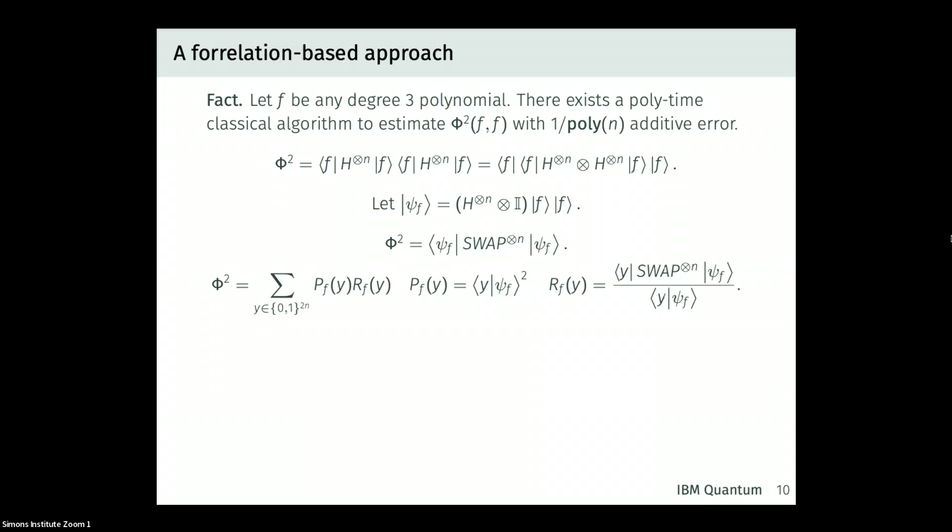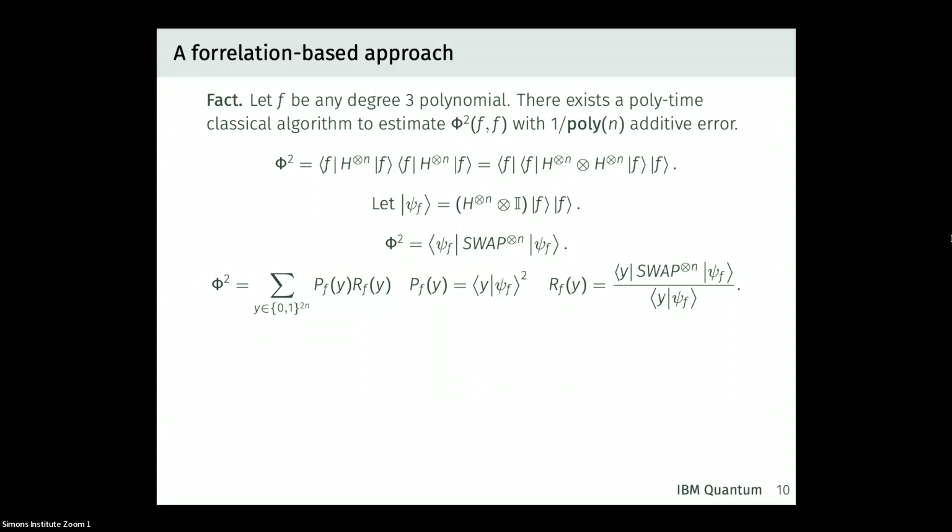So you can show with some clever algebra that I won't really get into, that you can then express this phi squared as effectively the empirical mean of a random variable. So this P_f of y is a probability, so it's just like a basis vector on 2n bits in inner product with this psi_f state squared. And this R_f is this fairly ugly looking expression.